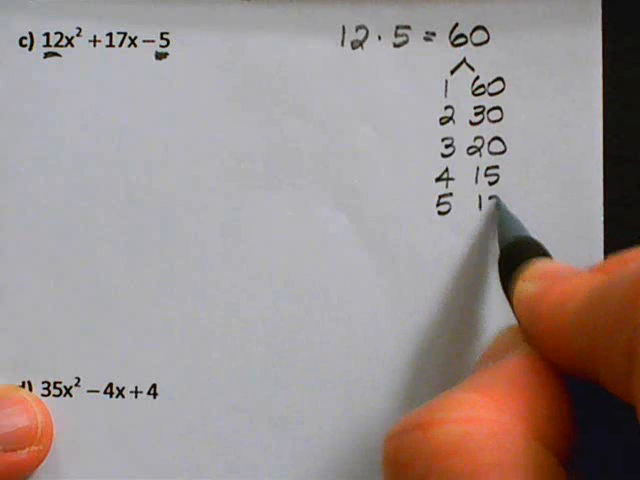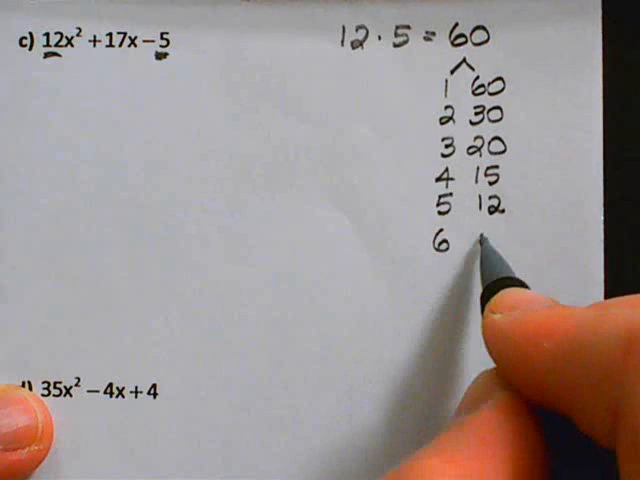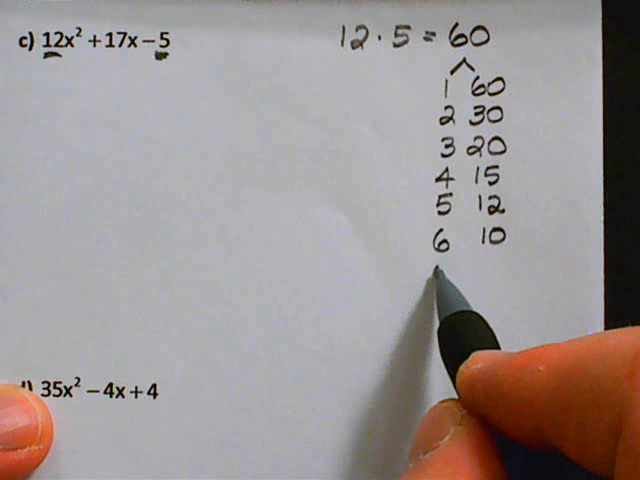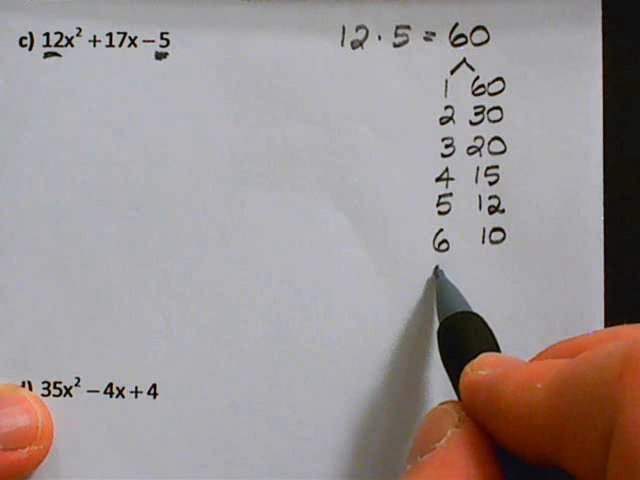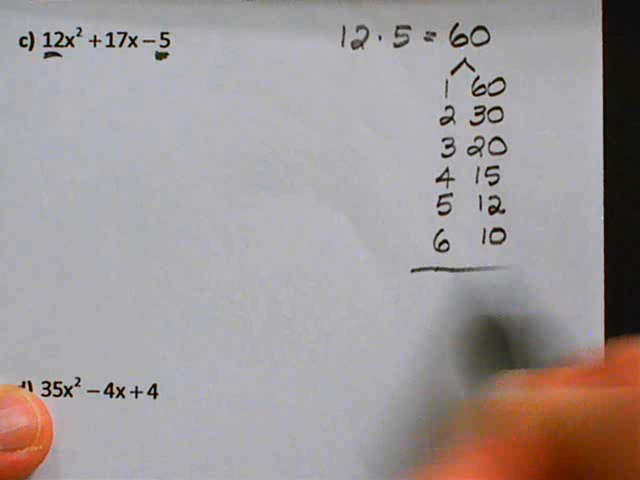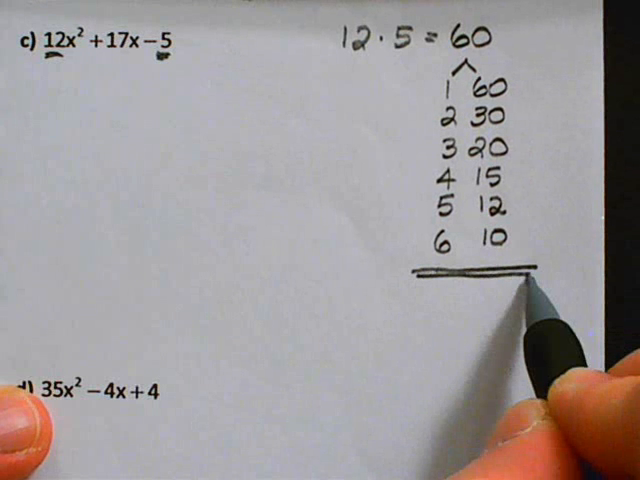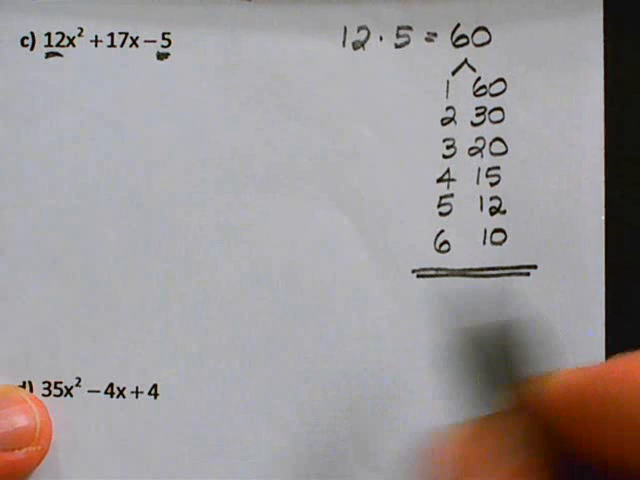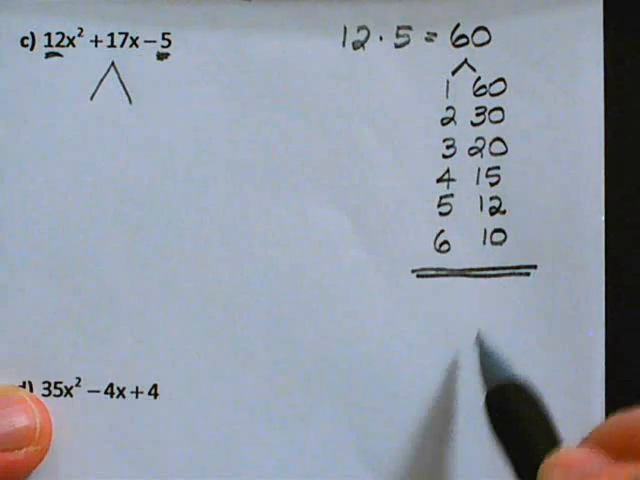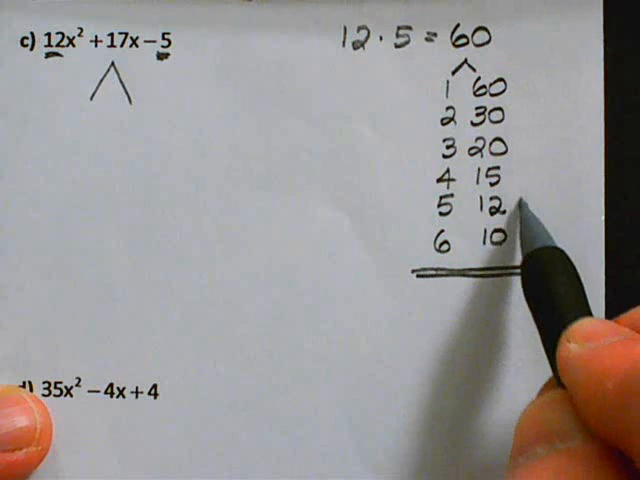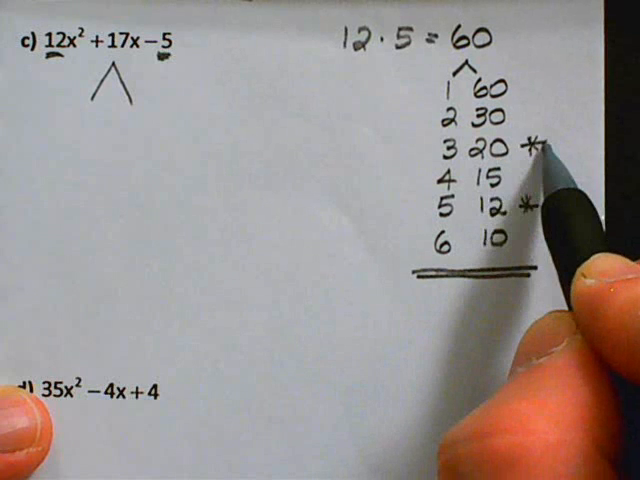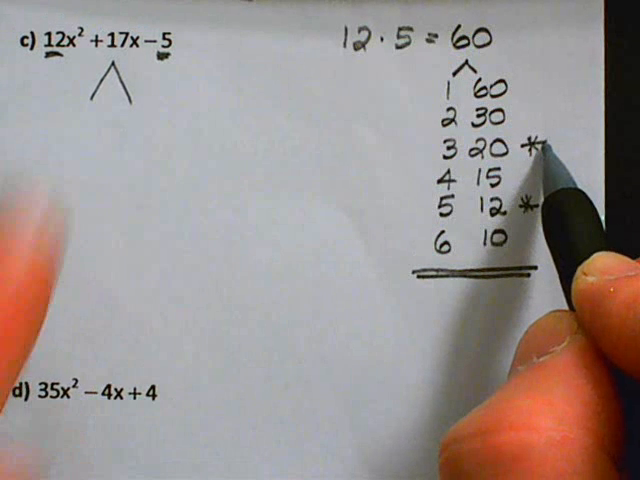5 goes into 60 12 times, 6 and 10, then 7 does not go into 60, 8 does not go into 60, nor 9, and then the next number will be 10, but 10 is already there, so we know we have finished our list. Now we're going to focus our attention on the middle term. We're looking for something that gives 17. 12 and 5 gives 17. 3 and 20 give us 17.